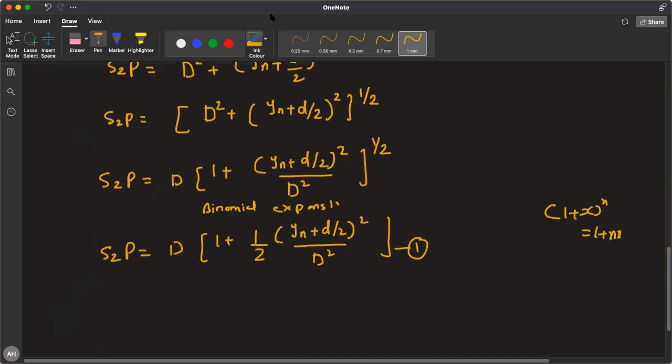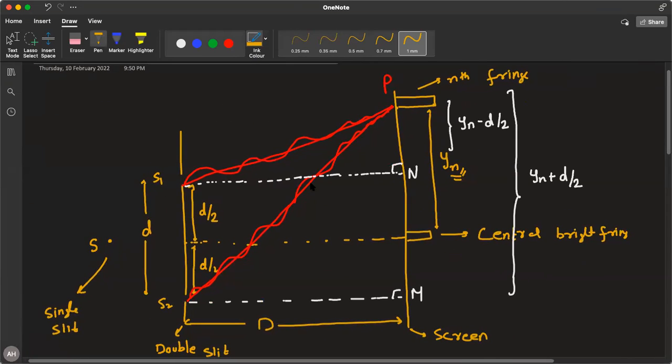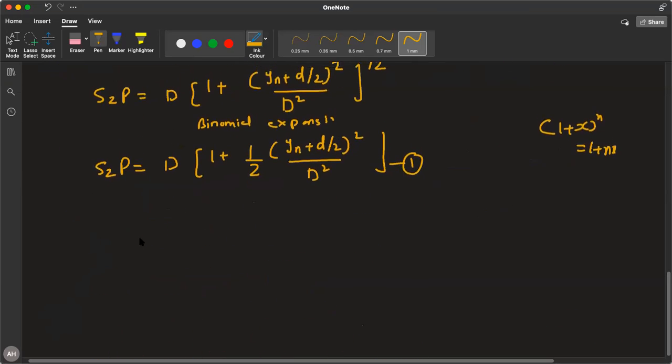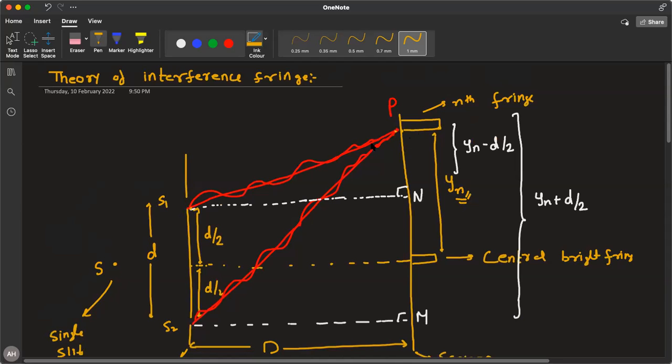Is it clear? Similarly, I need S1P. So which triangle should I use, Sania, to get S1P? Which right angle triangle should I use to get the value of S1P? This one, Sania. S1 and P.